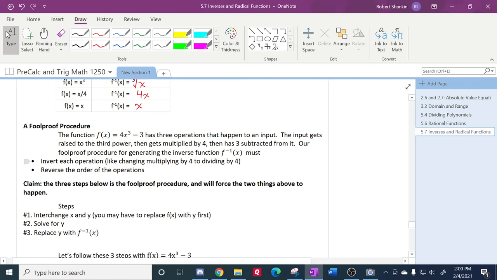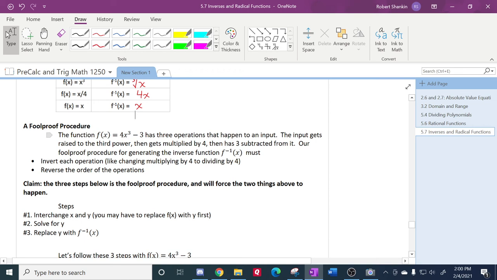The function f of x equals 4x cubed minus 3 has 3 operations that need to happen. Suppose I told you that x was 2, and I asked you to figure out what f of x is. First thing you would do is raise 2 to the 3rd power, and then you'd multiply it by 4, and then you'd subtract 3. So you do it in that order.